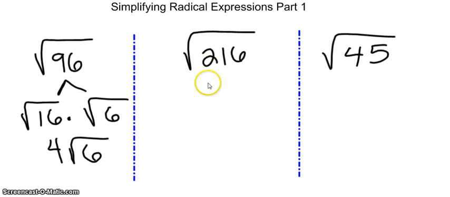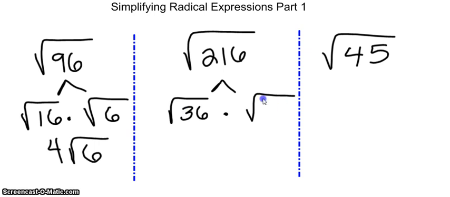Our next problem, we have the square root of 216, in which our biggest perfect square factor of 216 is 36, and 36 times 6 would equal 216. So the square root of 36 is 6. Again, root 6, like our first example here, is simplified as far as it can go. So our final answer is 6 times root 6, or simply 6 root 6.